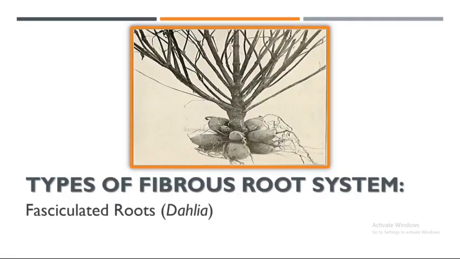The types of fibrous root system include the fasciculated roots, and the example of fasciculated roots is dahlia, as shown in the figure.